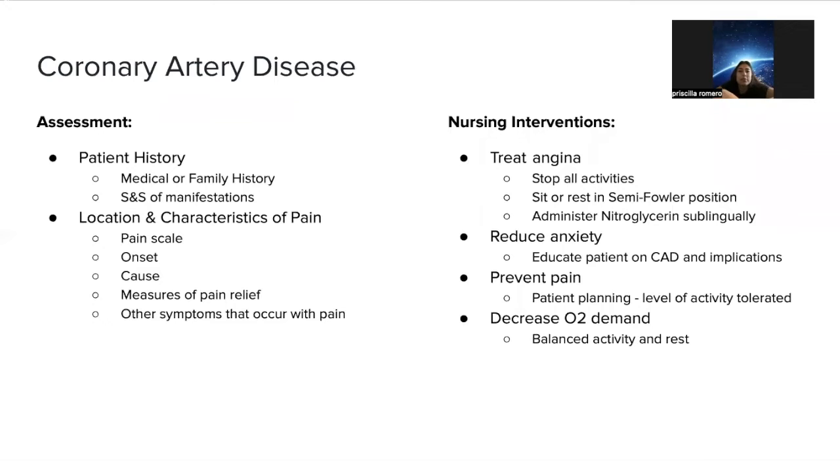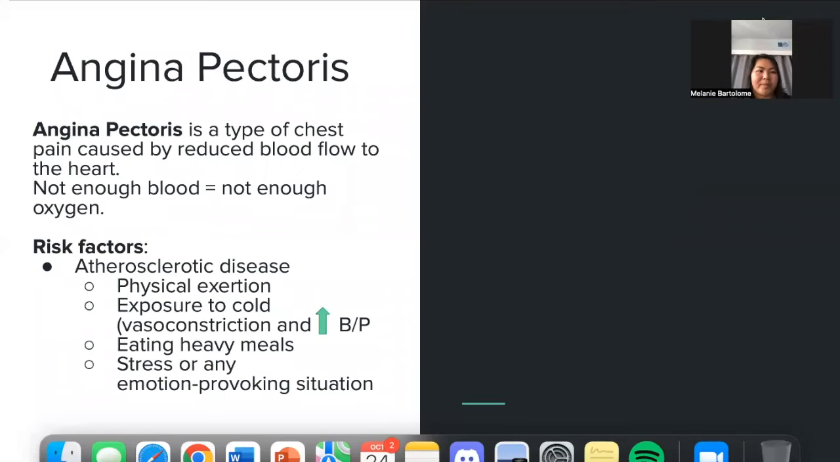CAD assessments include patient history, which includes pretty much your family history and then your signs and symptoms of manifestation, and also the location and characteristics of the pain. Some nursing interventions are pretty basic, treating the angina with MONA, which is morphine, oxygen, nitroglycerin, and ACE inhibitors, and to reduce anything that would stress and/or agitate the heart.